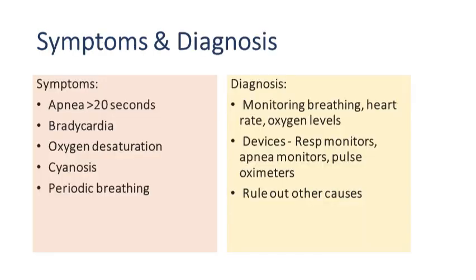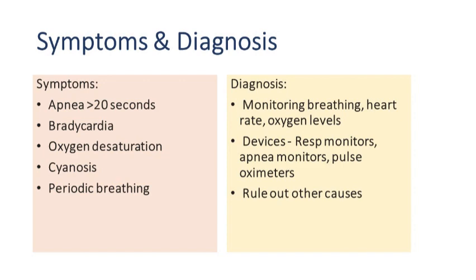Symptoms of apnea of prematurity. The primary symptom of apnea of prematurity is the cessation of breathing for a prolonged period, typically lasting more than 20 seconds. Other symptoms may include 1. Bradycardia, a slowing of the heart rate, often accompanying apnea episodes. 2. Oxygen desaturation, a decrease in the oxygen levels in the blood, which can cause the infant to appear pale or bluish in color.